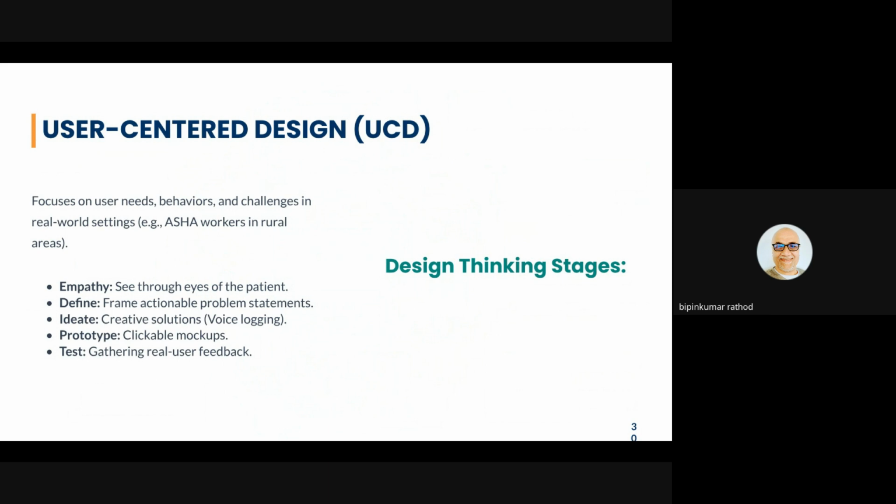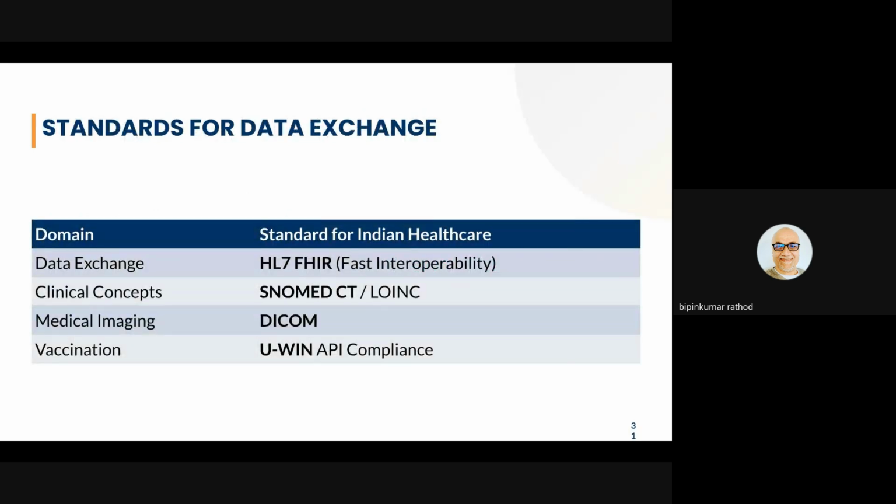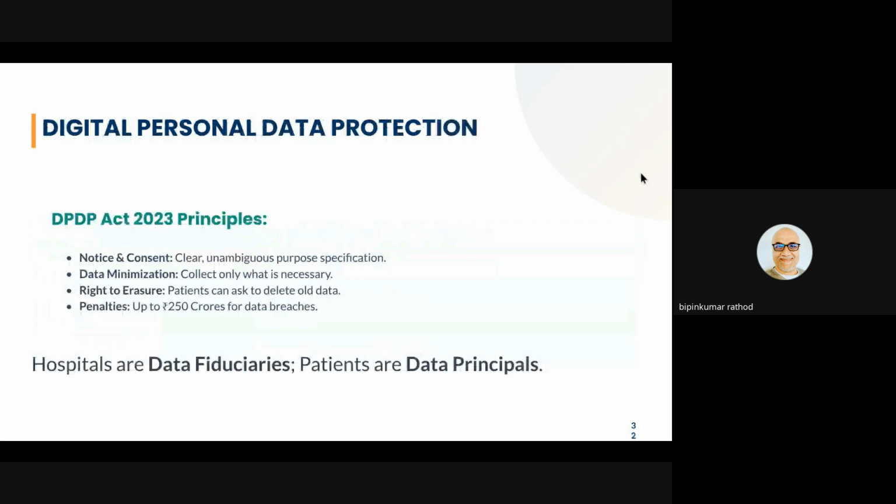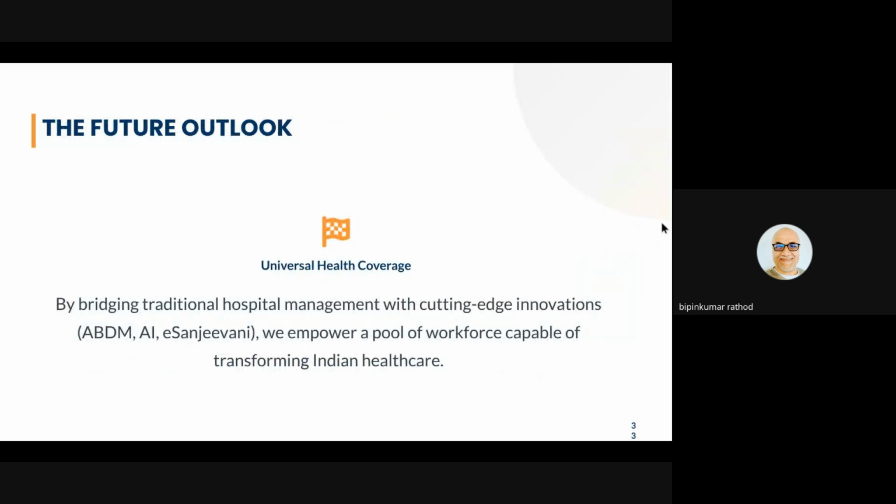While helping the technology team design the software, you use design thinking stages to make it a user-centered application. Let's say you are working with an ASHA worker. You need to make sure that it can be used by the ASHA worker. Once again, we reviewed this in our last lecture. DPDA, we also reviewed in our last lecture. Future outlook.